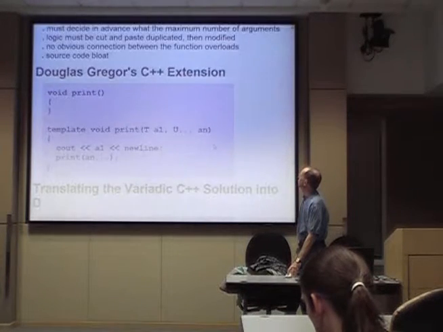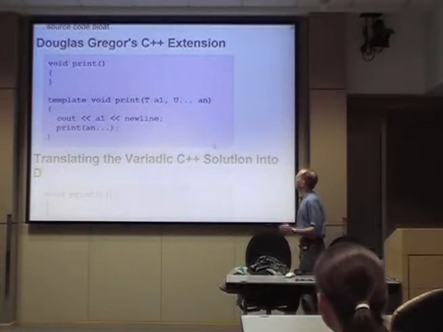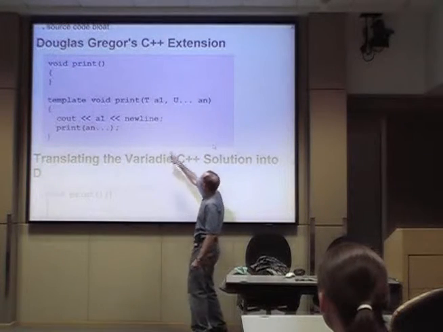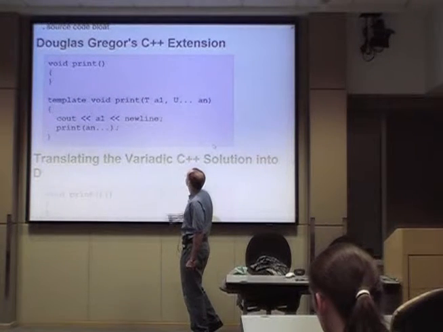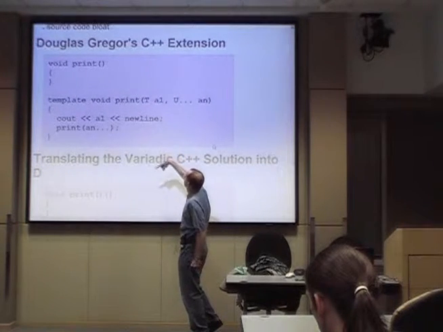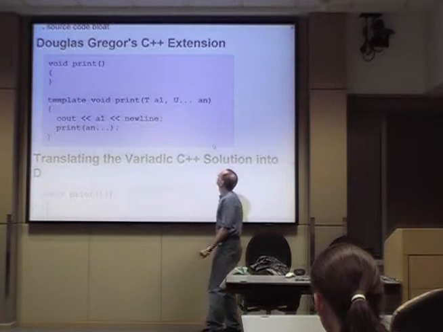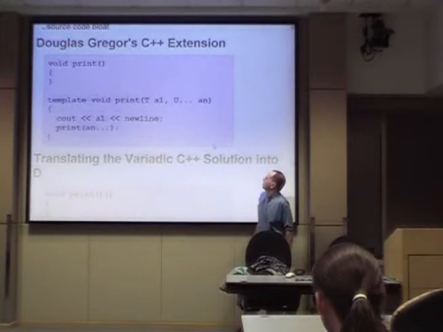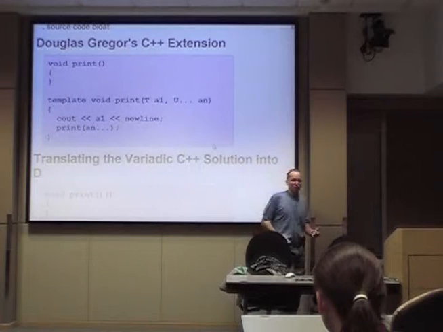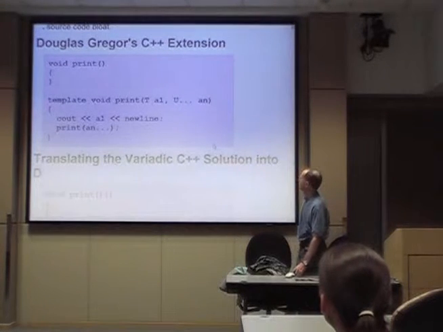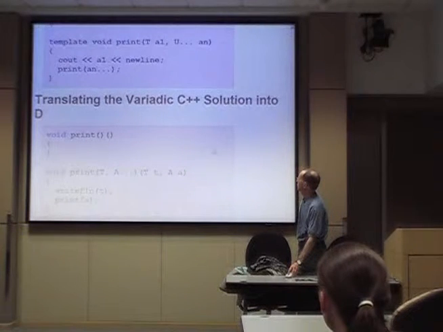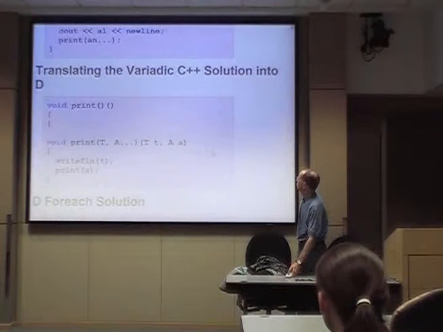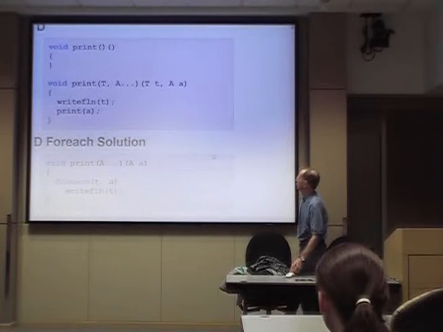And Douglas Gregor has proposed a C++ extension to add variadic templates to C++, and it works like this, where the print template loops, picking off the first argument, printing it, and then reinstantiating itself for the remainder of the arguments. And we can translate that into D, and it looks like this. Almost exactly the same. But we can do better.